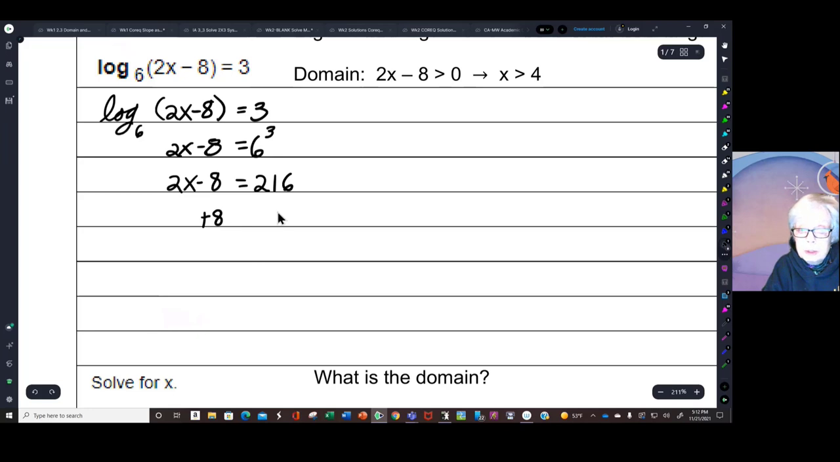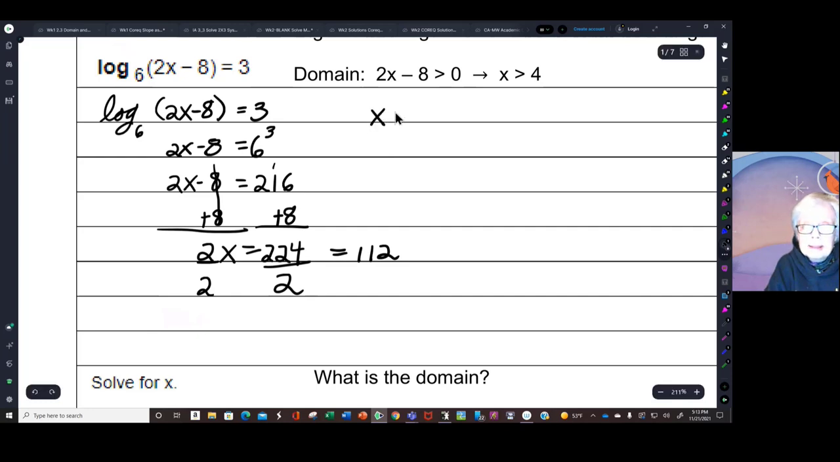I'm going to add 8 to both sides, which leaves me 2x equals 216 plus 8, which is 224. And then to solve for x, I divide by 2, I divide by 2, which is 112. So x equals 112. That's a little bit bigger than 4, don't you think? Okay. Yep. Kind of doing it in my head to make sure.